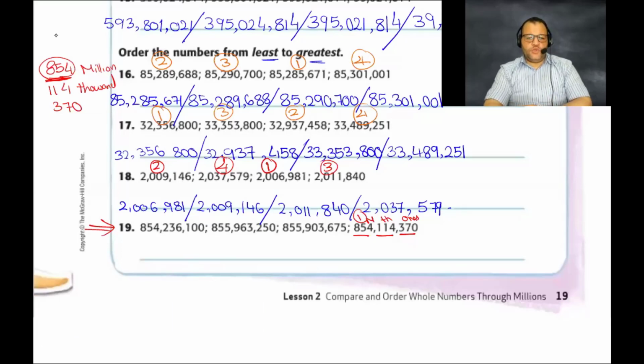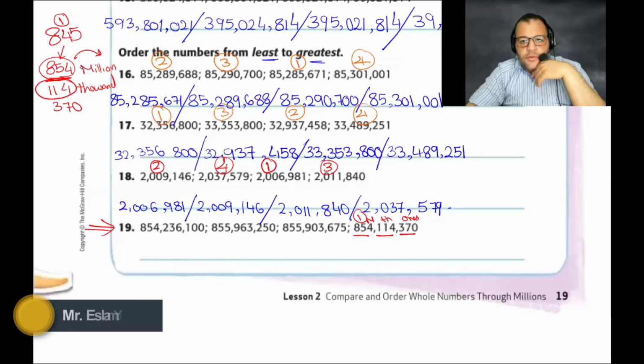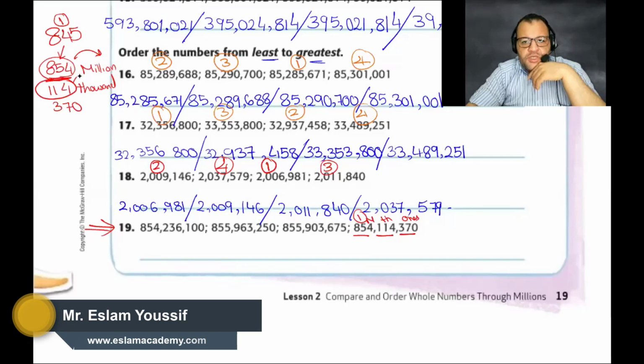That's how you read it. Yeah, if you want to say 845, that's 845. This one is not 845. The first one here, that's 845. Eight hundred fifty-four million. Then continue reading. What is this number? We said 854, then we say million. Then we need to read this number. 114, then I will say thousand.